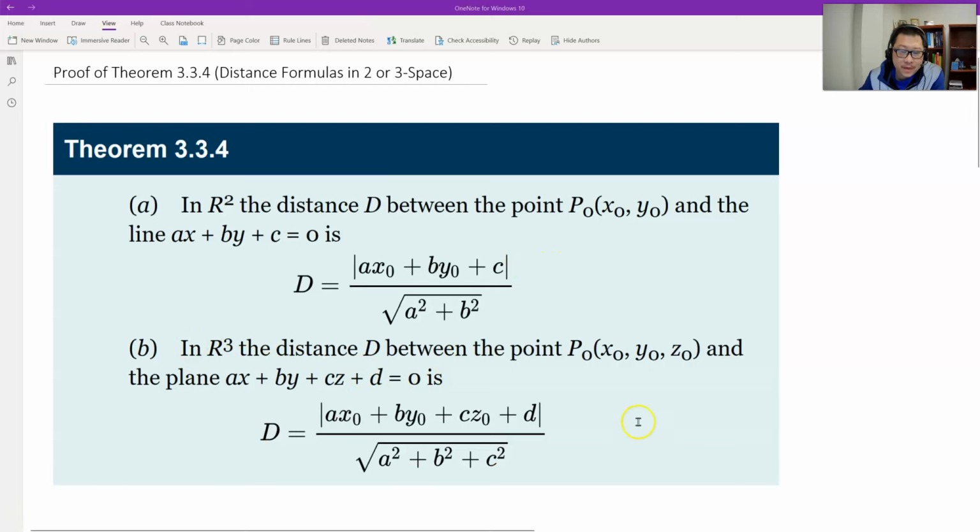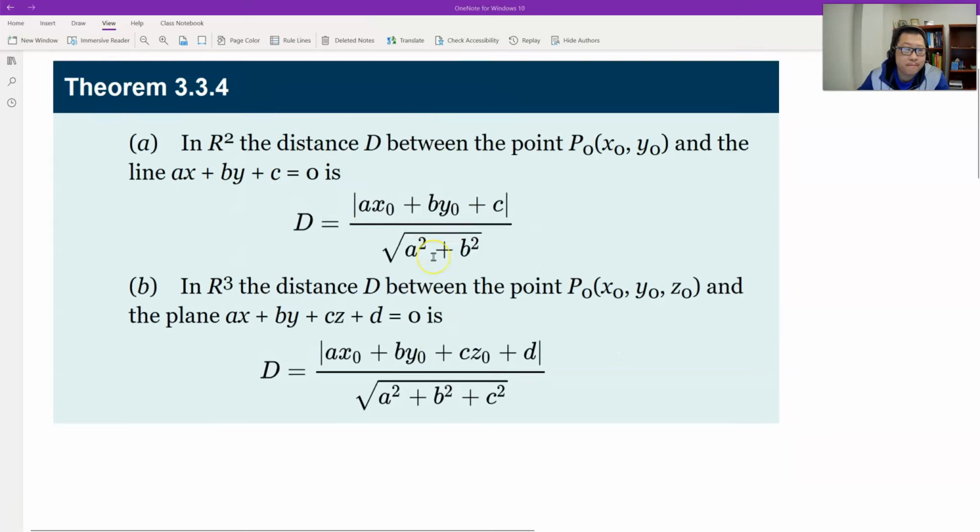The second is another formula in 3 space. Suppose we have a plane, and outside of the plane we have a point. What's the shortest distance of the point to the plane? The formula is quite similar, and the proof method is also very similar. So I will leave the proof of B for you. Let me introduce how to use the vector projection to prove A.